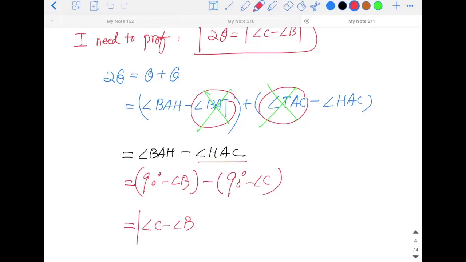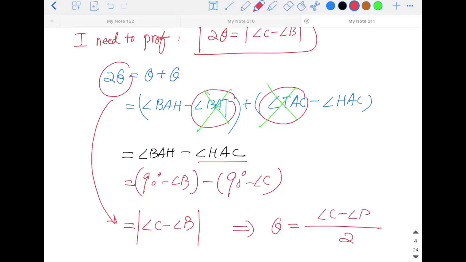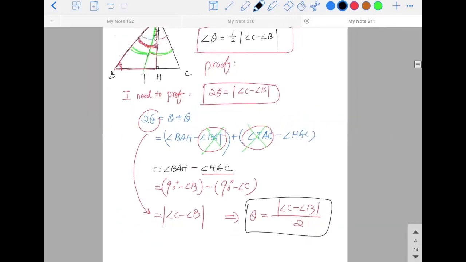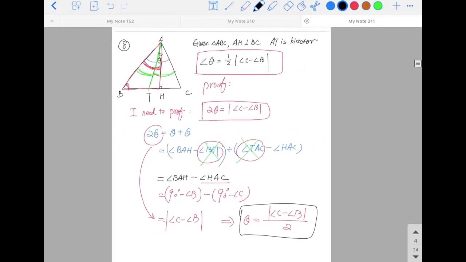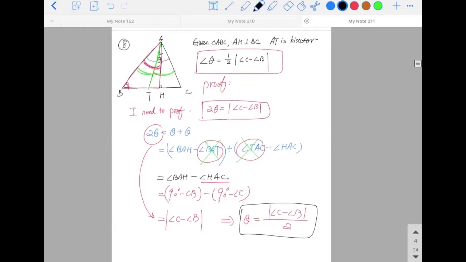So of course, I want to put an absolute value, right? Because I don't know which of B and C is bigger. But nevertheless, this will be the difference. 2 theta equals angle C minus angle B. So therefore, theta will be the absolute value of angle C minus angle B, divided by 2. Okay, this is our proving process. I think it's very understandable, right? But try to remember this is a very interesting property. Sometimes if you know this, you can save your time. Don't have to calculate too much.